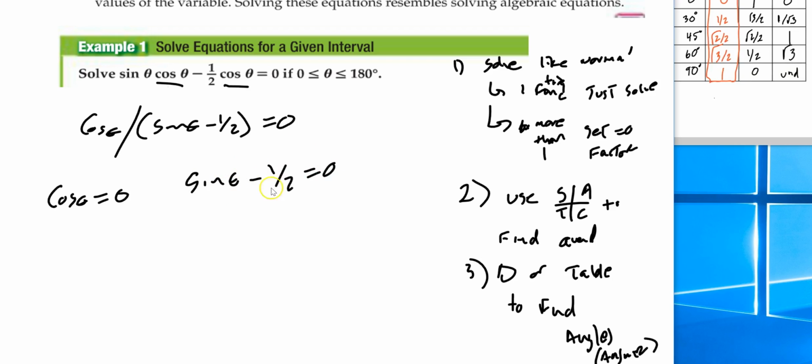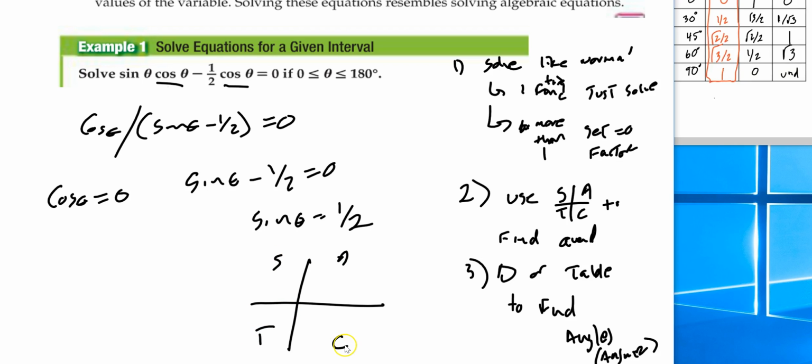So now I've got to solve this side. Try to get sine by itself. Sine theta equals 1/2. Now let's solve this one first. Step 1, I solved like normal. Step 2, use All Students Take Calculus to find the quadrant we're talking about. I'm trying to figure out what quadrant my answer is going to be in. I'm doing sine right now, so in All Students Take Calculus, only A and S are positive when you're doing sine. The other two are negative. My value here is positive, so I should be in quadrant 1 or quadrant 2.